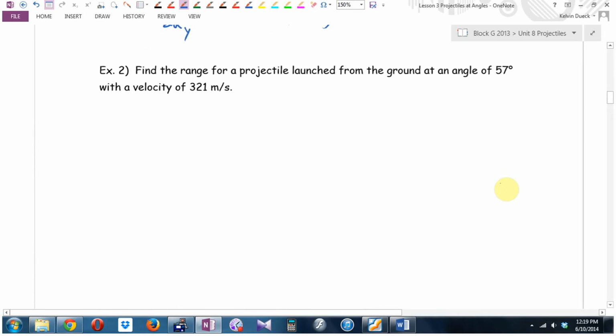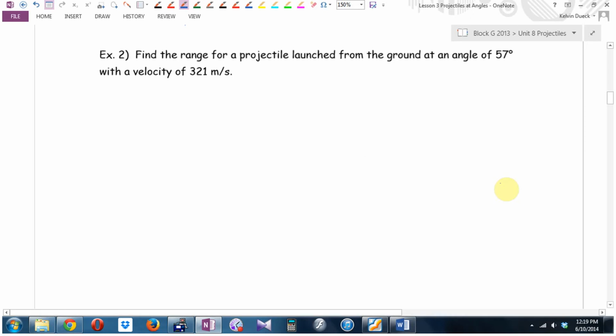So let's put it all together. Example 2, instead of walking through every step, find the range for a projectile launched from the ground at an angle of 57 degrees with a velocity of 321 meters per second. This sucker's going to go. I suspect this is going to have a range of 3 or 4 kilometers, just maybe more. Start me out. Good call.